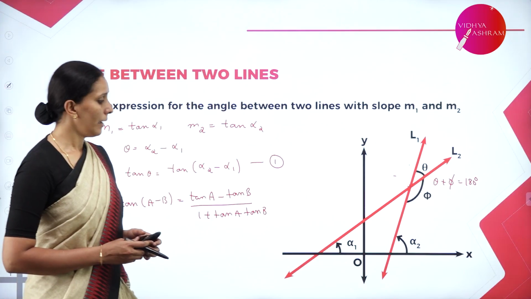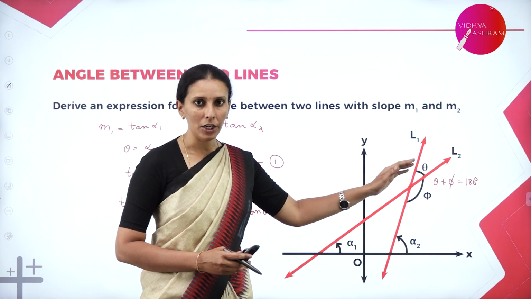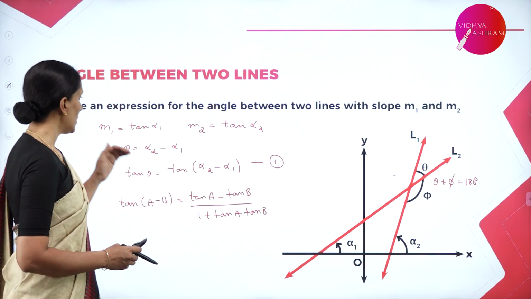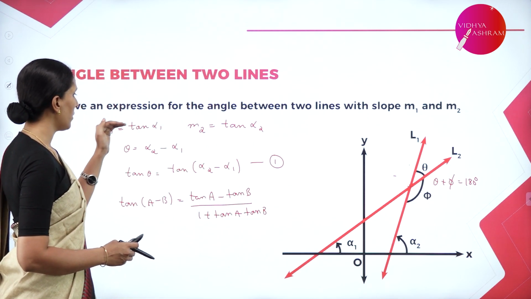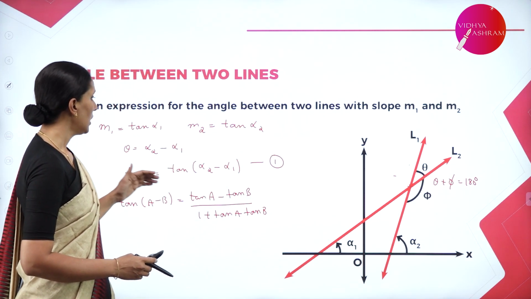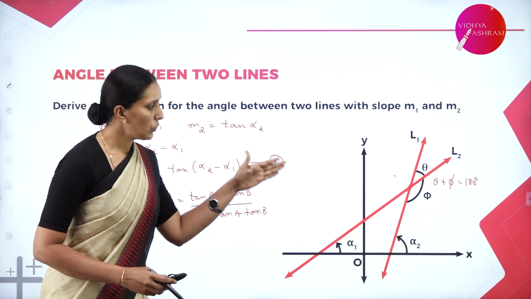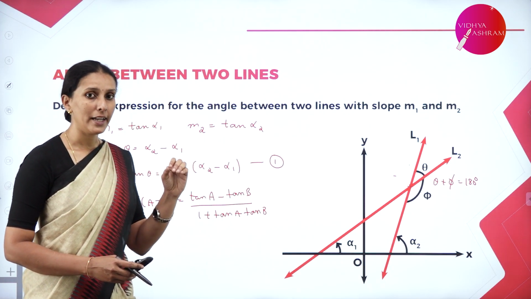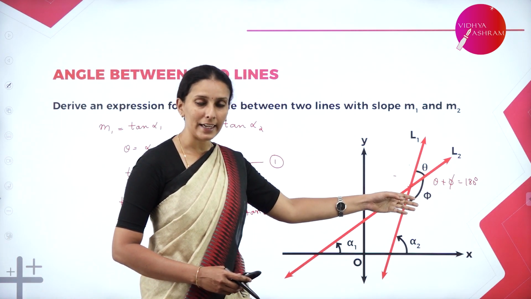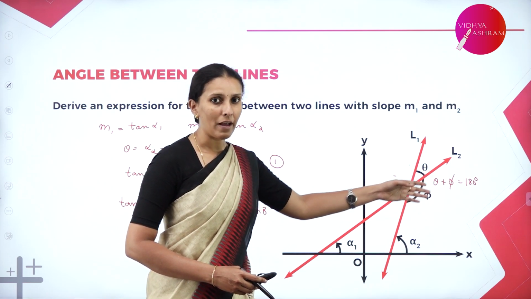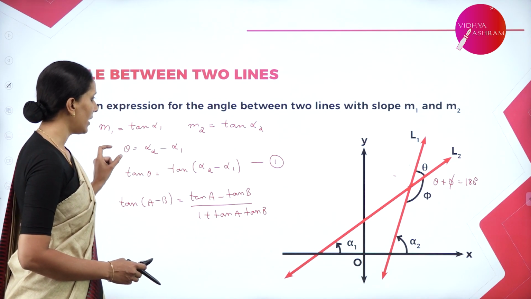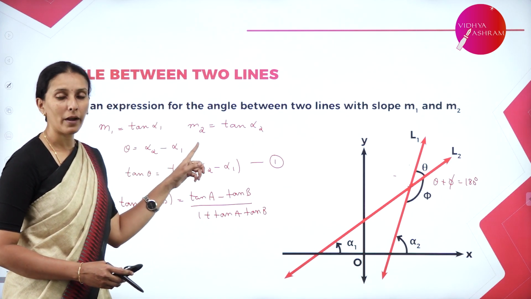So once again, I am taking two lines, line L1 and L2, whose inclinations are alpha 1 and alpha 2. The slopes of them are given by m1 equal to tan alpha 1 and m2 equal to tan alpha 2. And here, from the figure, two lines are intersecting each other and hence they form vertically opposite angles, forming two adjacent angles, theta and phi. Theta plus phi is equal to 180 degrees. And from the figure we can write theta is equal to alpha 2 minus alpha 1.